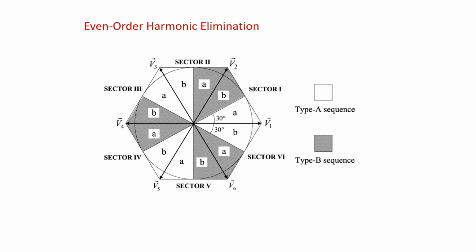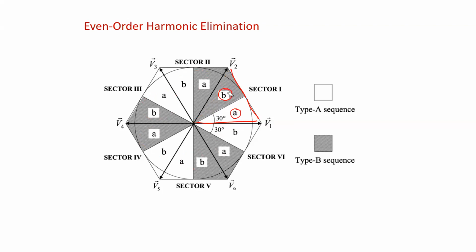Even order harmonics are present when the waveform is not symmetrical. So what we have to do is symmetrically place the switching pulses. How exactly do we do that? Here this sector is there, and this sector is divided into two parts, A and B. Each sector is divided into two parts. Similarly sector 2 is divided into two parts, sector 3, sector 4; likewise all the sectors are divided into two parts.